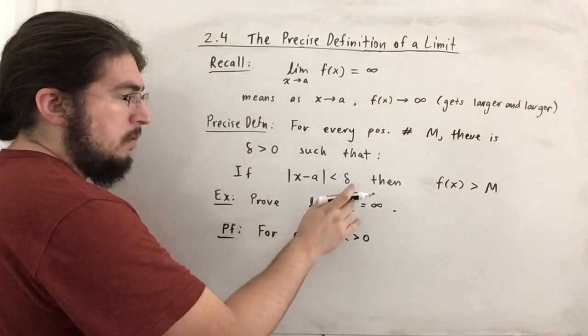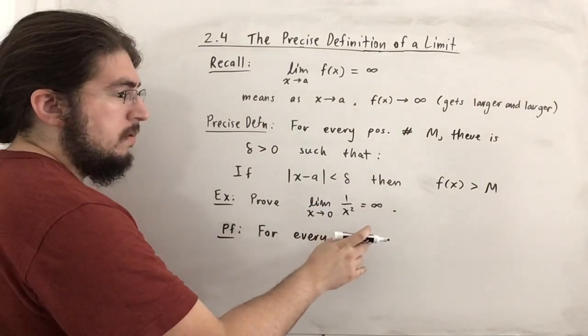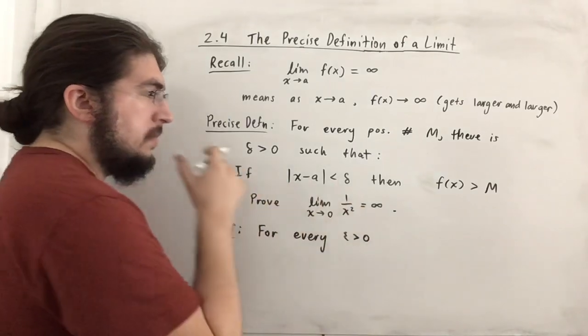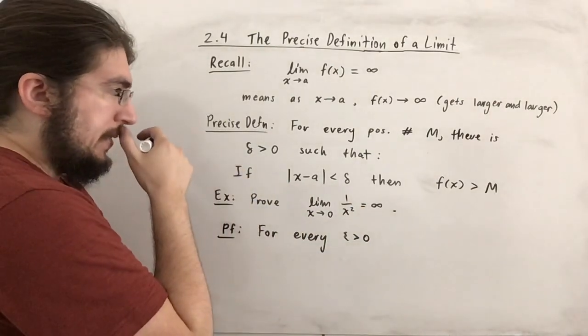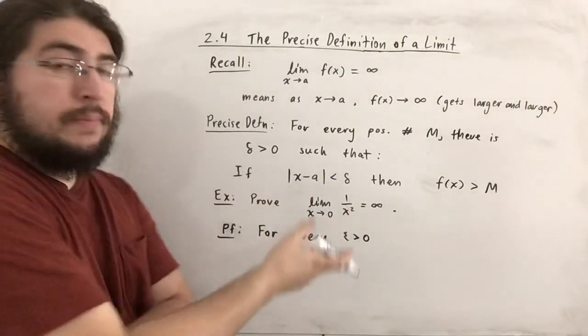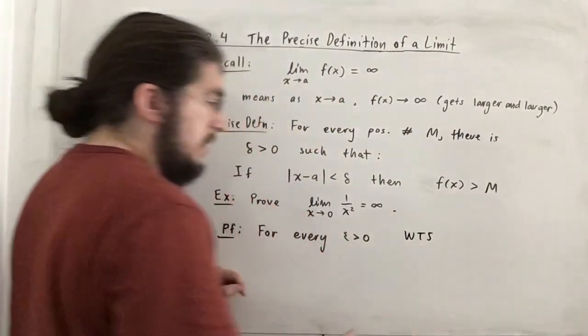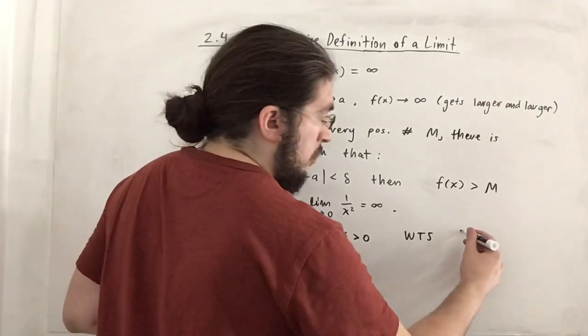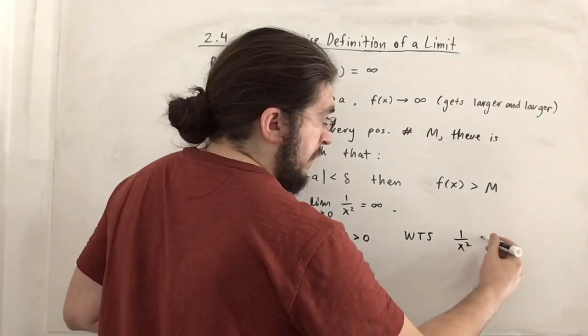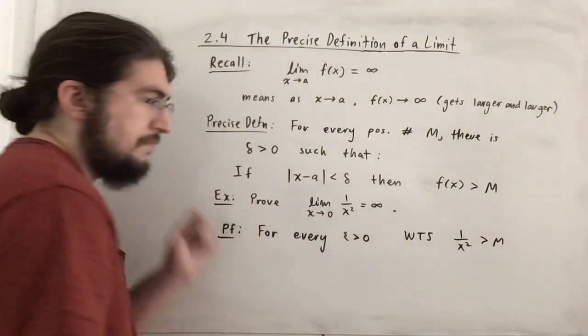the absolute value of, well, we don't want the absolute value of anything to be less than anything else like normal, but instead we want f of x to be bigger than m. So we want, WTS stands for want to show. We want to show that 1 over x squared is bigger than m.